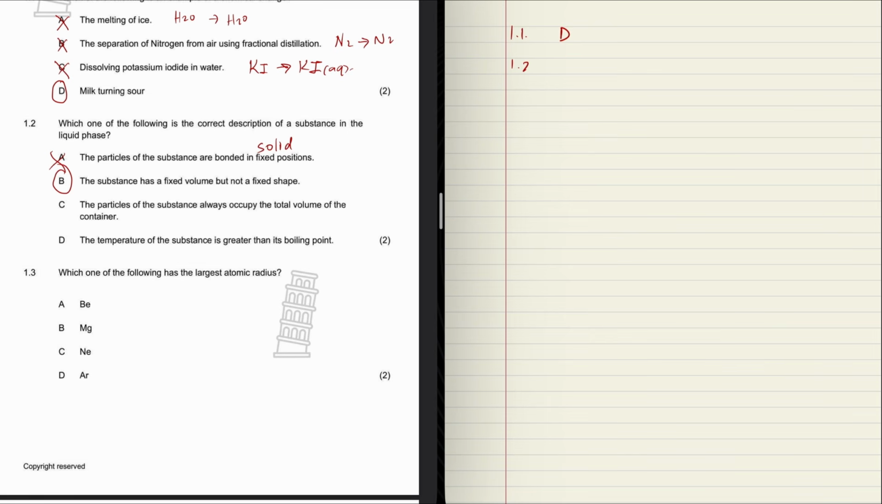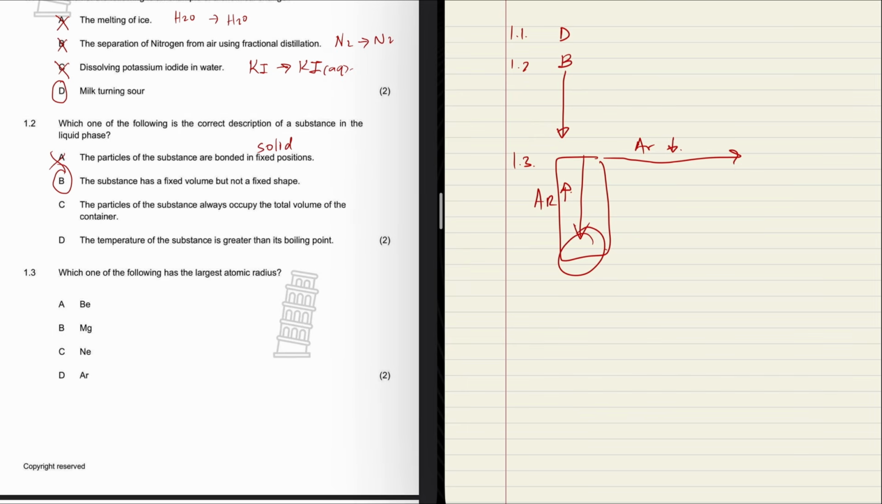Question 1.3, which one of the following has the largest atomic radius? So we know that atomic radius increases as you go down a group. So 1.2 is B. Question 1.3, the atomic radius increases as you go down, and atomic radius gets smaller as you go across. So we are looking for the one that is going to be somewhere in this region here, somewhere at the bottom. So you have beryllium, magnesium, neon, and argon.